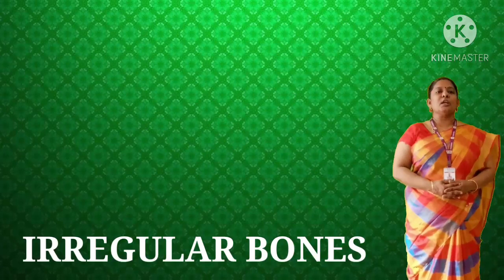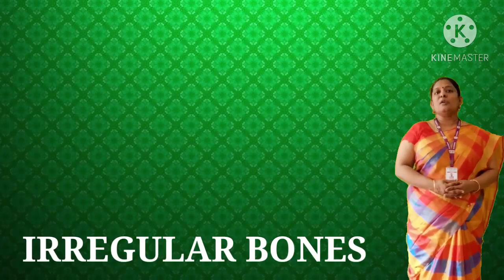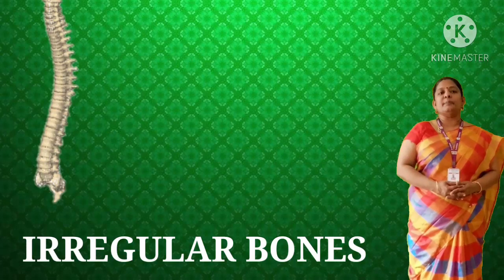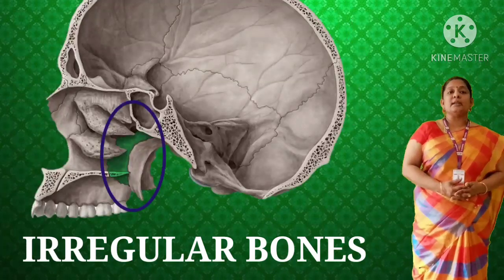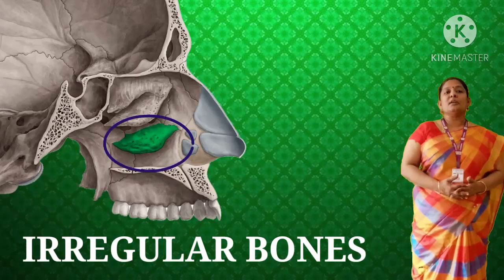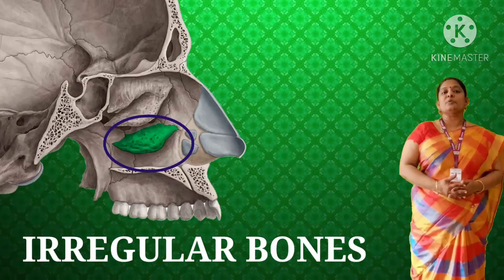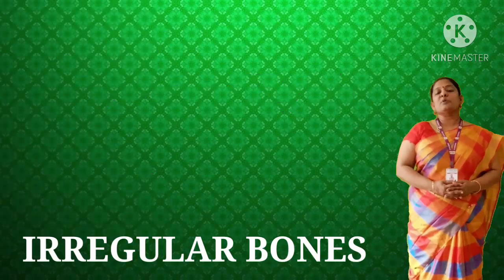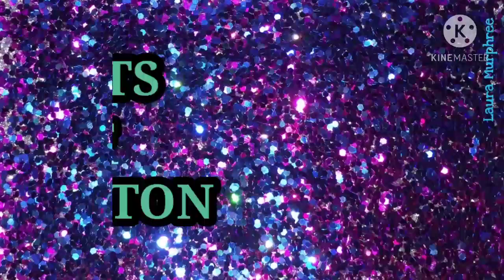The fourth one is irregular bones. They are irregular in shape. They are found in the spine, our vertebral column, the mandible, palatine, inferior nasal concha bones, and hyoid bones. So these are the examples of irregular shaped bones.